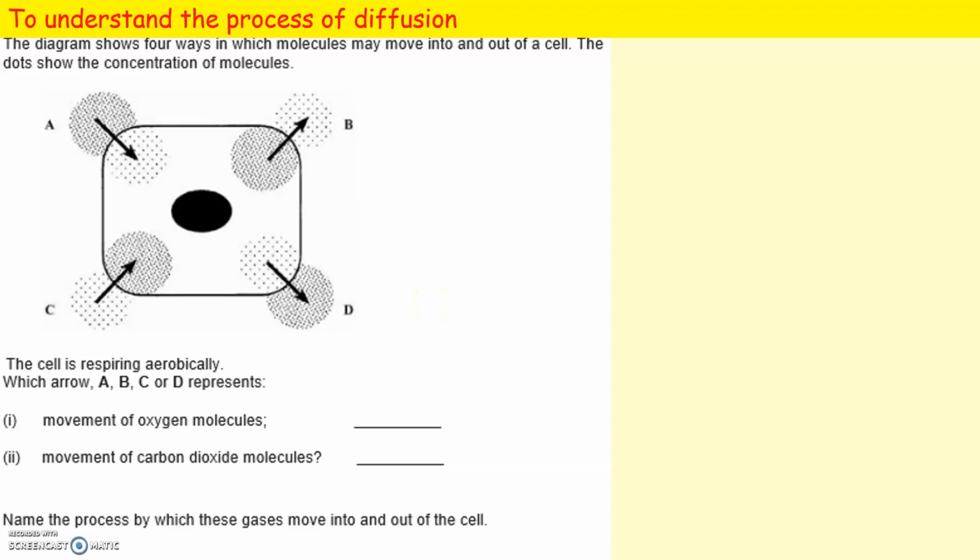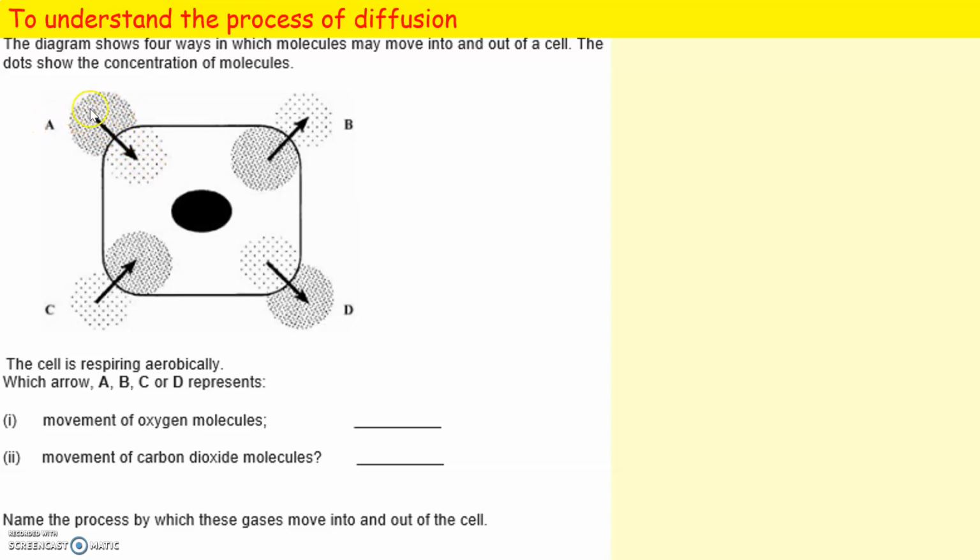Okay, well done. So the diagram shows 4 ways in which molecules may move into and out of a cell. The dots show the concentration of molecules, so we can see the different dots. So the cell is respiring aerobically, which arrow A, B, C, or D represent movement of oxygen molecules. If the cell is respiring aerobically, that means oxygen will move into the cell. So arrow A represents oxygen moving into the cell.